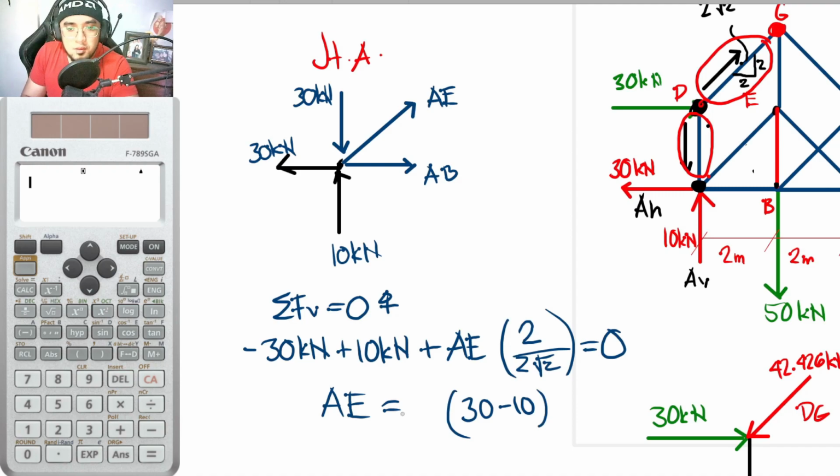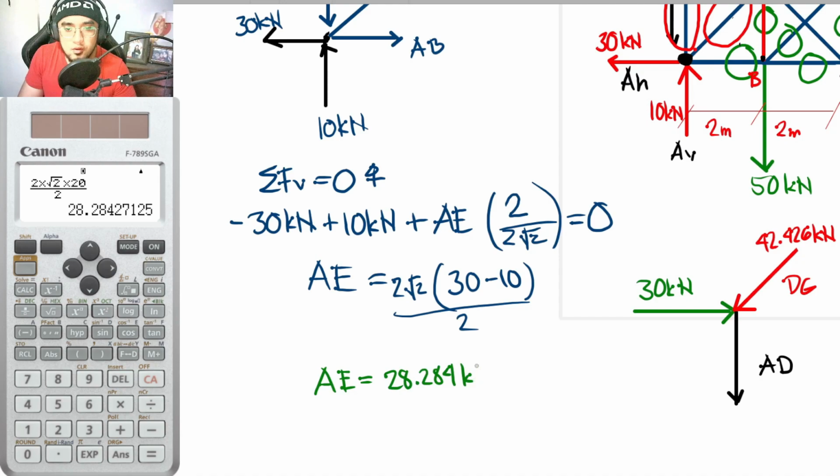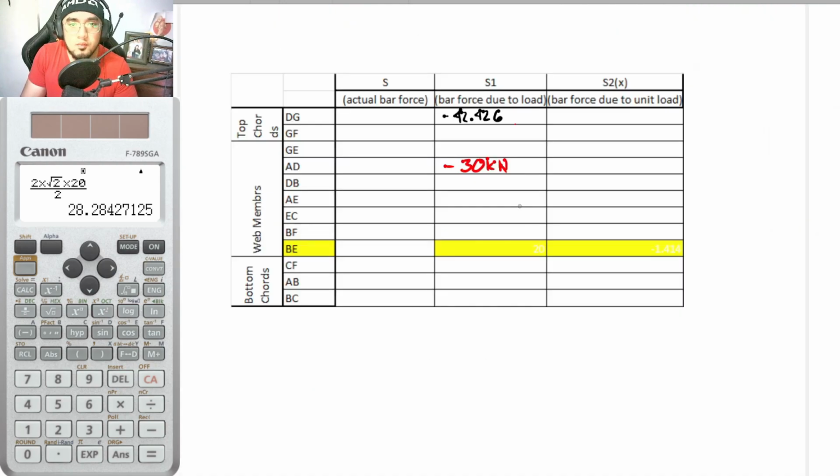Then you will now be multiplying this by, by cross multiplication, 2 square root of 2 divided by 2. So from that, AE is now equal to 2 times square root of 2 times 30 minus 10, and that is 20, divided by 2. So our answer here is now equal to 28. So AE is now equal to 28.284 kilonewtons. So again, I will now be listing them here.